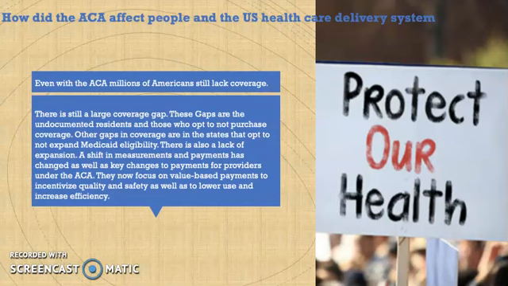So how did the ACA affect people and the U.S. healthcare delivery system? Even with the ACA, millions of Americans still lack coverage. There is a large coverage gap, and these gaps are, like I said, undocumented residents and those who opted not to purchase coverage. Other gaps in coverage are the states that opted to not expand Medicaid eligibility. This is also a lack of expansion.